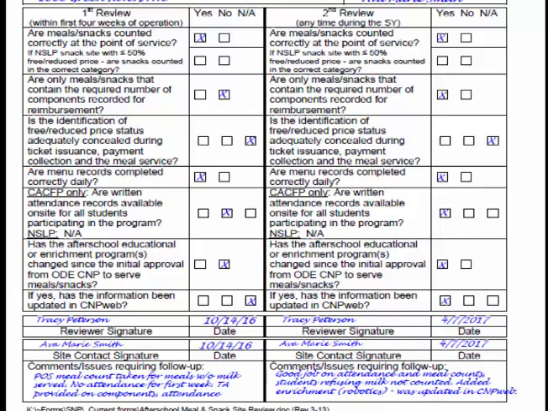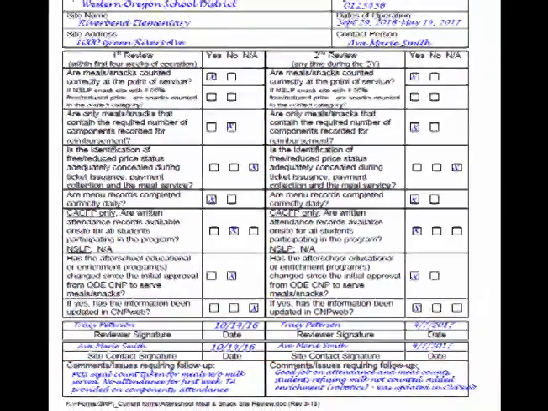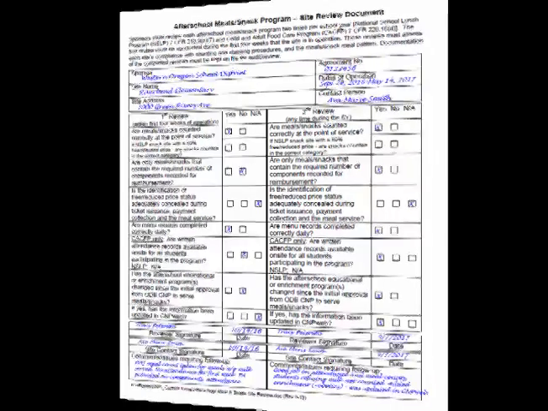Site monitors should go over their findings with the site contact person at the end of every review. Sign and date each review and make sure that the lead site staff member signs and dates the form as well. The goal of the site monitoring is to ensure that problems can be caught and fixed early in the school year so all sites can remain in compliance with CACFP requirements.